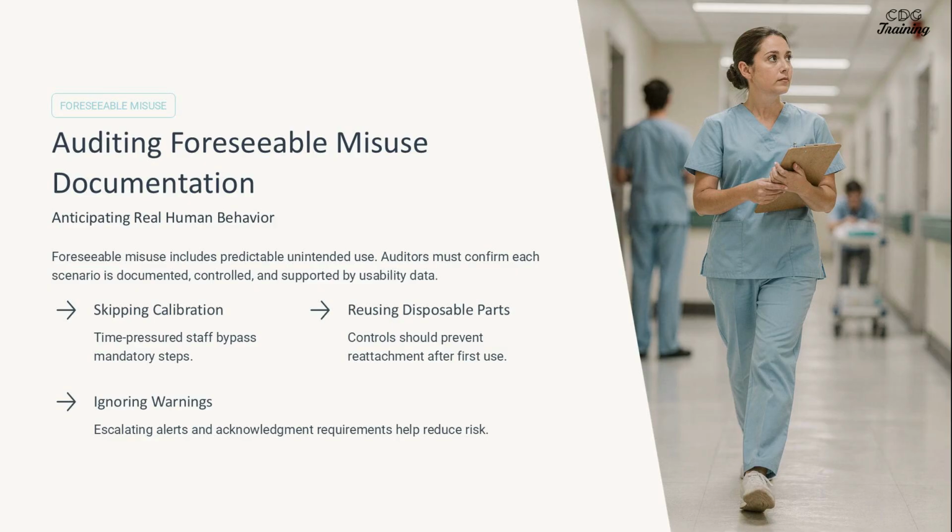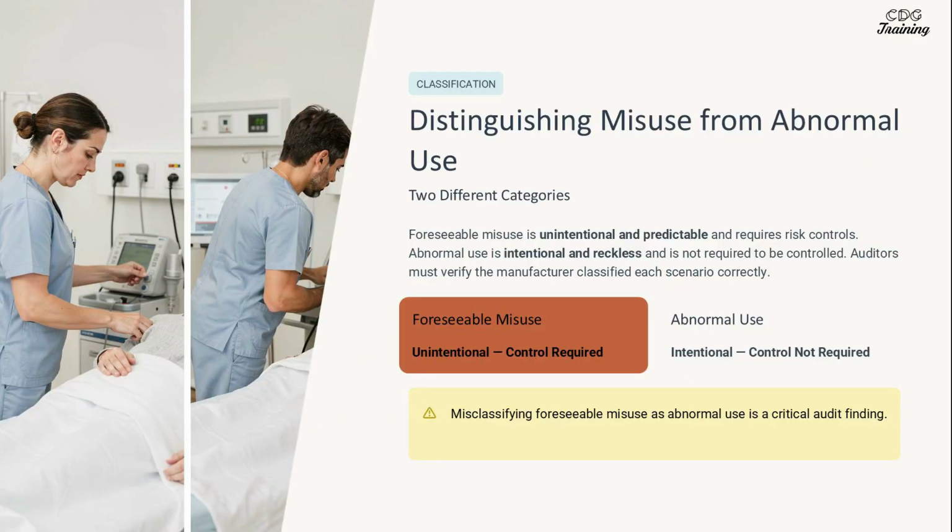Foreseeable misuse includes predictable unintended use. Auditors must confirm each scenario is documented, controlled, and supported by usability data. Foreseeable misuse is unintentional and predictable, requiring risk controls, while abnormal use is intentional and reckless. Misclassification is a critical audit finding.